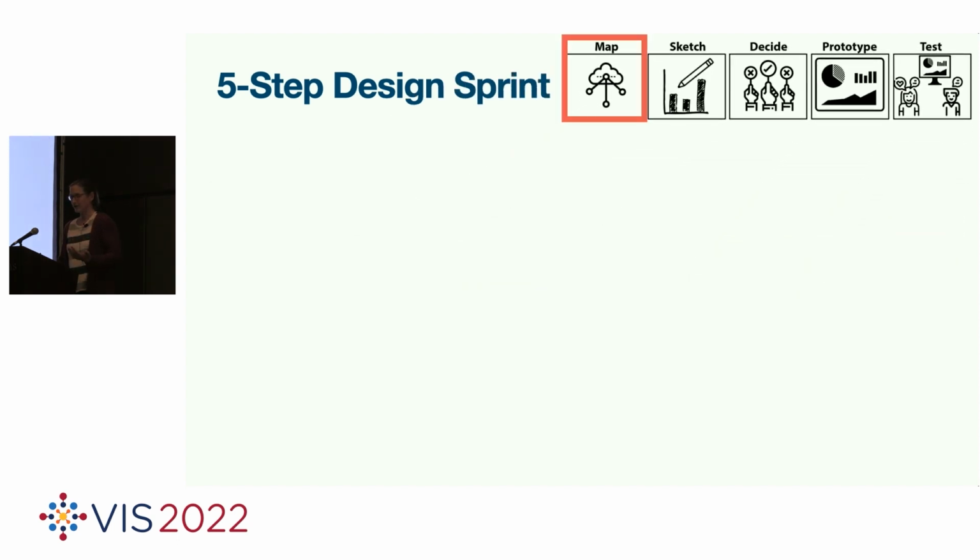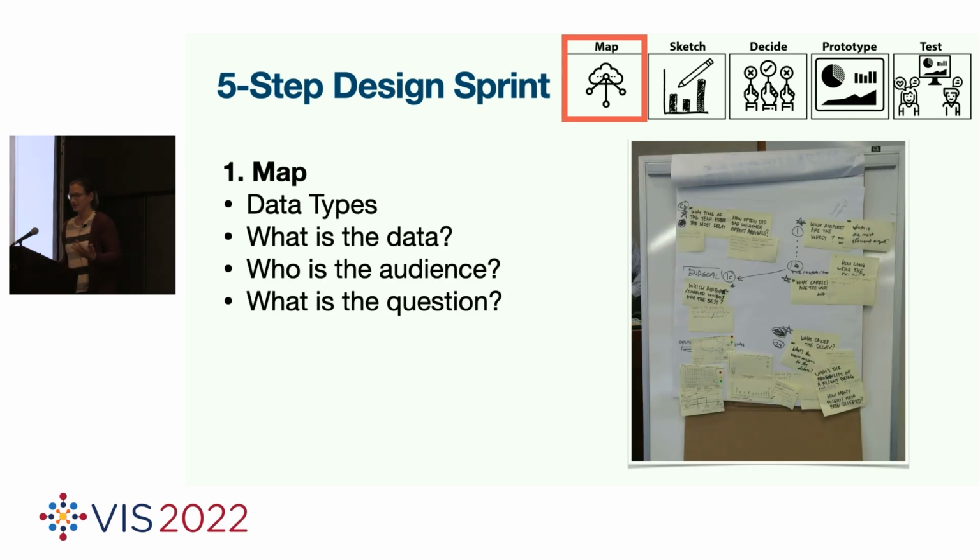So the first step is called map. And here it's all about mapping out the problem space, setting a goal, coming up with questions that need to be answered to achieve this goal. So in a visualization course, what we teach in class around that time is talking about data types, thinking about what is the data, who's the audience, what is the question that the visualizations want to solve or answer. In class settings, we often use sticky notes and a whiteboard, as you can see here. In online settings, we use a Miro board or simply a shared Google Doc where students can collaborate.